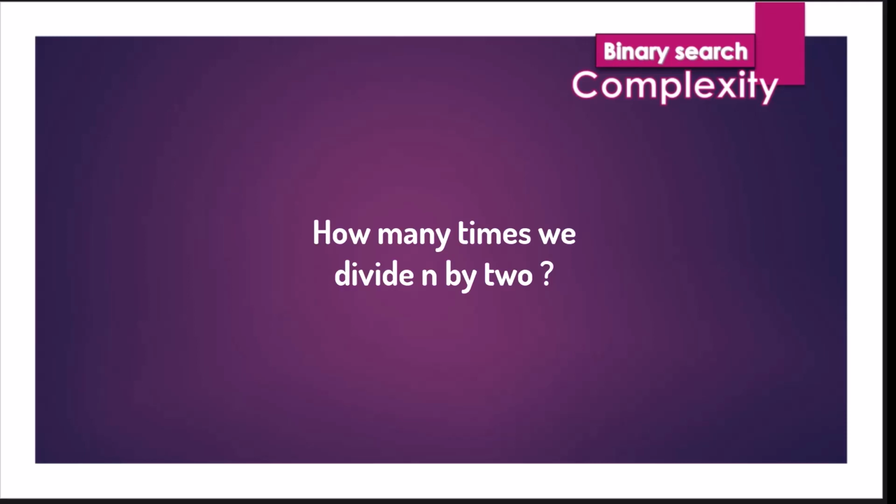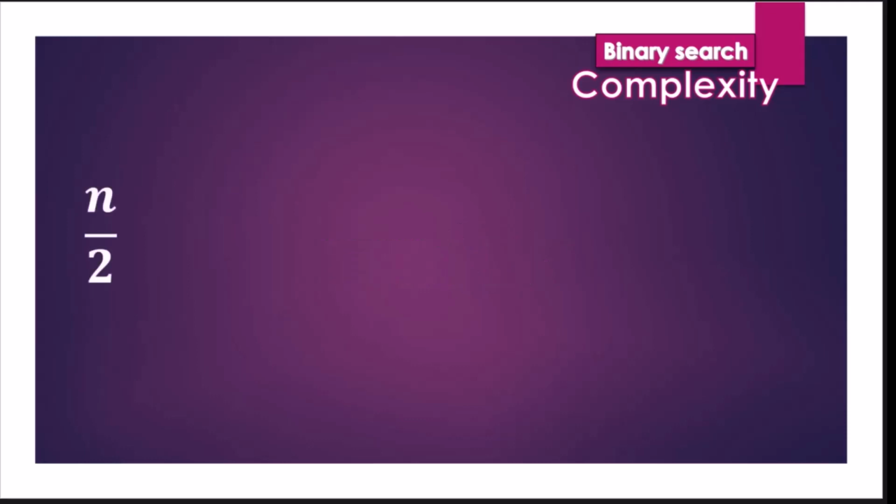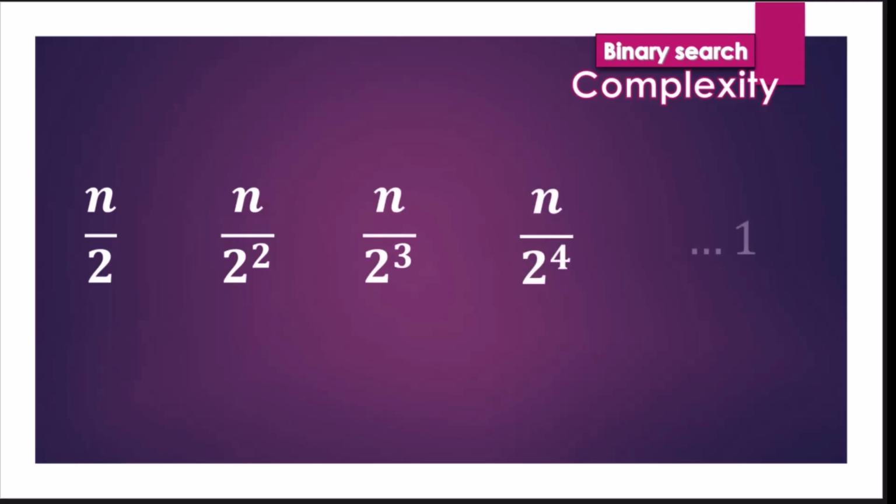We will now look at the complexity of the binary search. At each iteration, the size of the array is divided by 2. So we are interested in how many times we do this division of the size of the array. The first division gives n/2, the second n/2 squared, then n/2 to the power of 3, until we have an array of size 1.